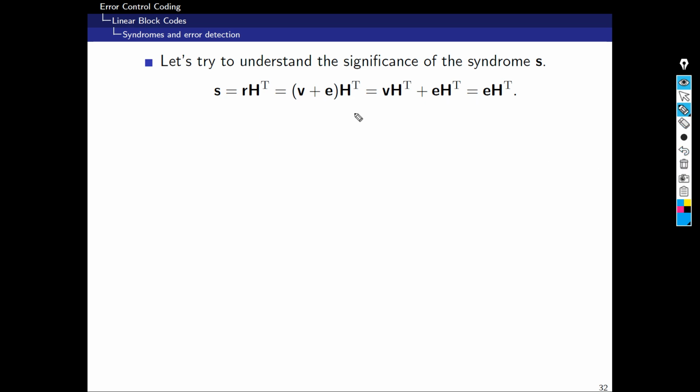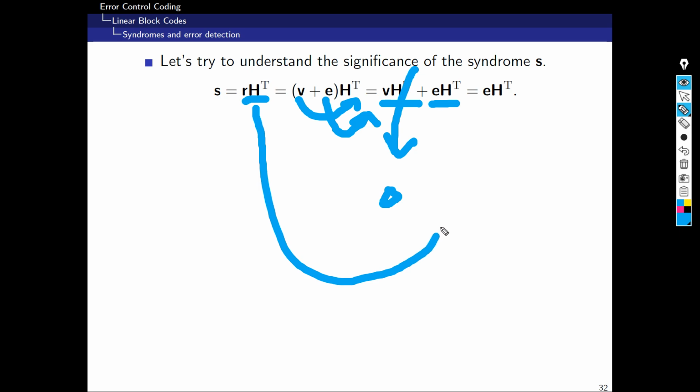You can multiply V with H transpose and then E with H transpose. You get VH transpose, EH transpose. And since V with H transpose is always 0 because it's a code word, what will you get at the end? You will get E multiplied by H transpose. So the syndrome, when you multiply the received signal with H, you are getting E multiplied by H transpose. These are equal.